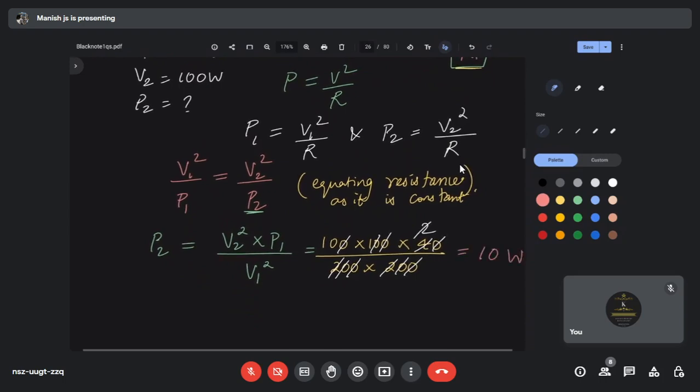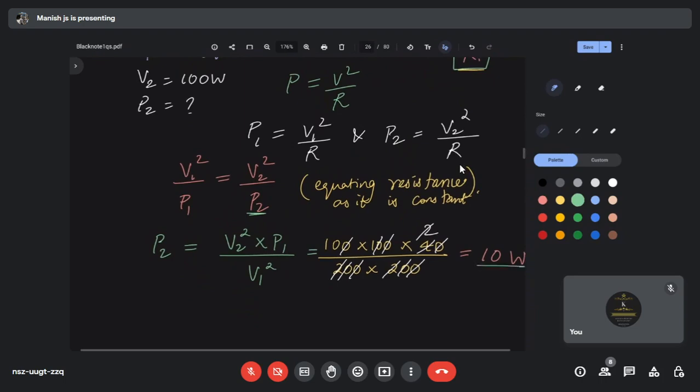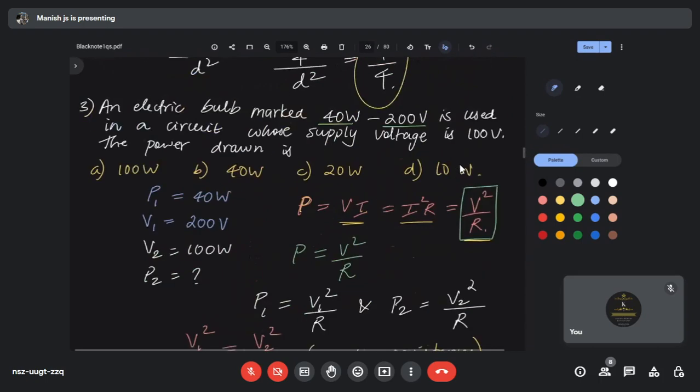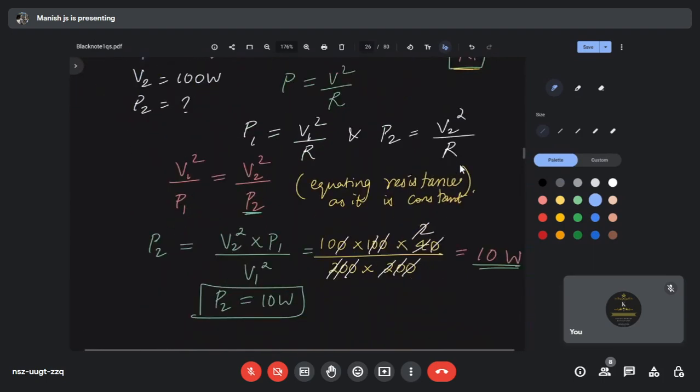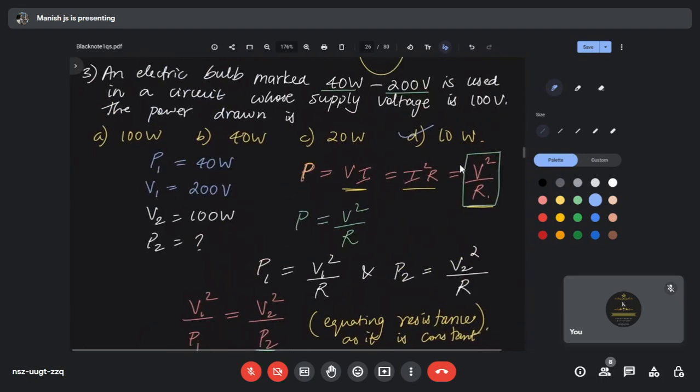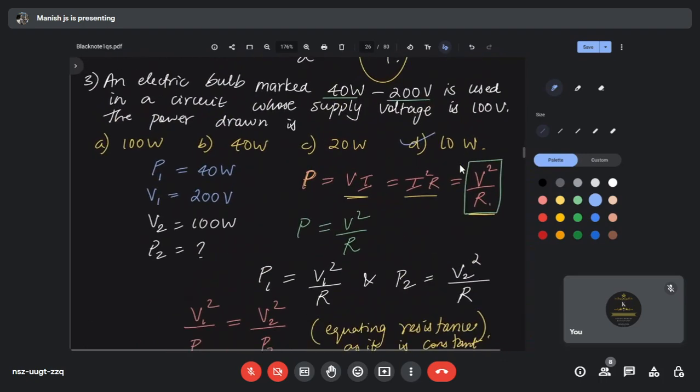It will be 10 watts, right? So the answer is 10 watts. So the answer is option D. That is the correct option. Did you understand how to approach this type of question? Yes, sir. This is how you approach. Okay. Does anyone have a doubt in this question? Shall we move to the next one?